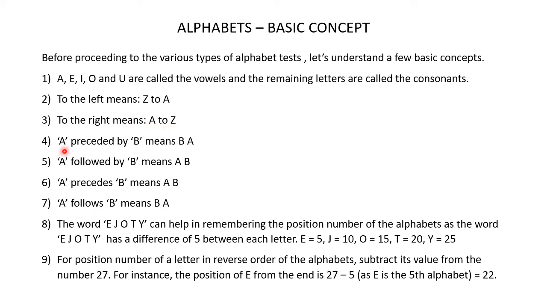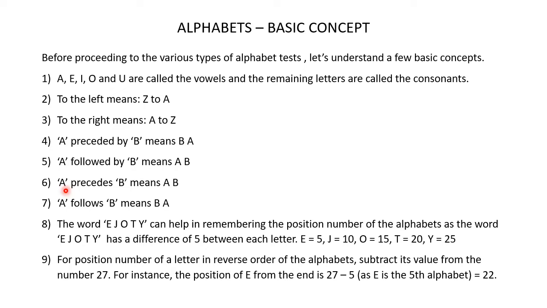A preceded by B means BA. This means B comes before A. A is preceded by B, so B comes before A. A followed by B means AB. This means that B comes after A. A is followed by B, that is, B comes after A. So it is AB.